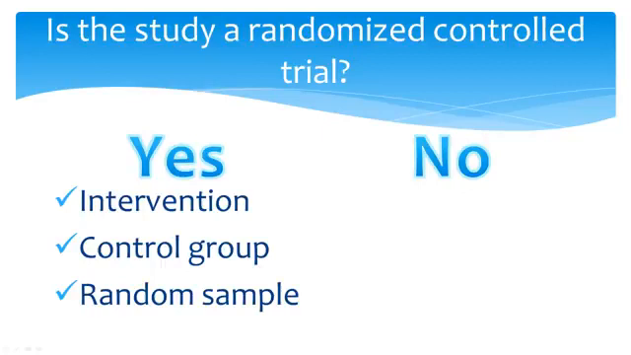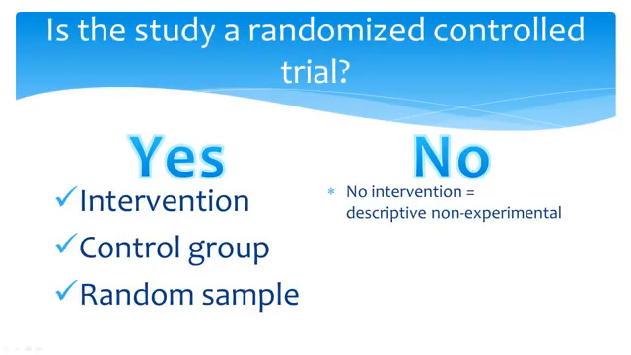Recall that if the intervention is missing, the study is not an experiment. As we just discussed, this type of research is observational in nature and therefore is classified as a descriptive non-experimental study. If there is no control group, then the study is quasi-experimental. A control group is a group of people that enter the study but do not receive the same intervention under study. Instead, they are used for the purpose of comparison.